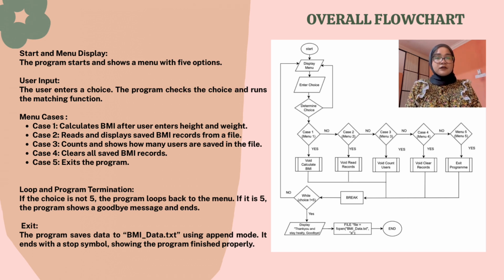Next, case 3 is to count and show how many users are saved in the file. Case 4 is to clear all saved BMI records. And lastly, case 5 is to exit the program. If the user does not select option 5, the program will return to the main menu and continue running. If option 5 is selected, the program displays a farewell message and ends.